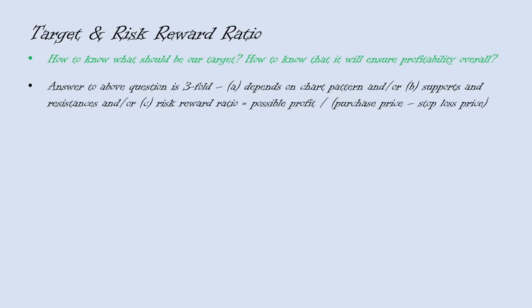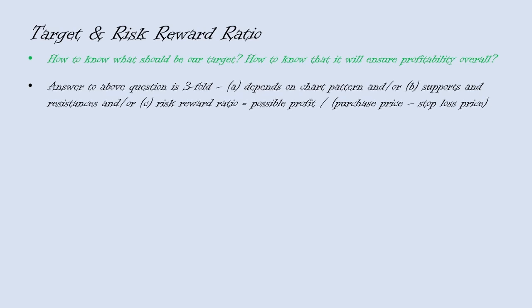To answer this question, we have to think of 3 things. One, the target depends on the chart pattern. If you remember, we had indicated that if you get an inverted head and shoulder or a double bottom pattern, the distance between the neckline and the bottom line is expected after the breakout. So that can give you some hints, and your supports and resistances can give you some hint saying that the price could go up to this.